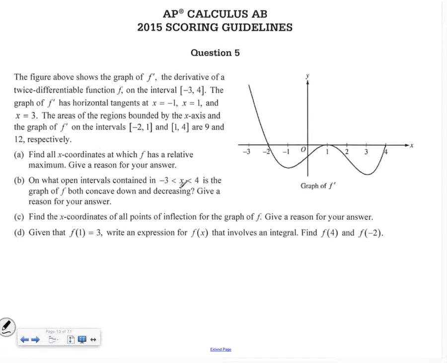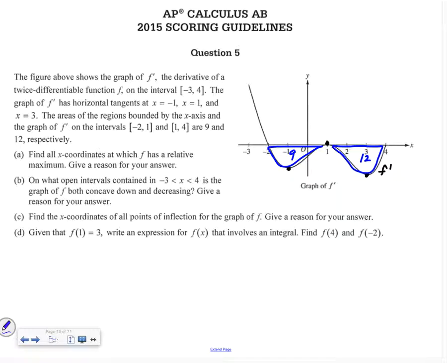All right, and our next question, question number 5. It says the figure above shows the graph of f prime, the derivative of a twice differentiable function f, on the interval -3 to 4. Okay, so we've done several of these in class. I think a lot of times you guys don't like these ones, but we've done them. All right, the graph of f prime has horizontal tangents at -1, 1, and 3. The areas of the regions bounded by the x-axis and the graph of f prime are 9 and 12 respectively. So here and here we have an area of 9 and we have an area of 12.